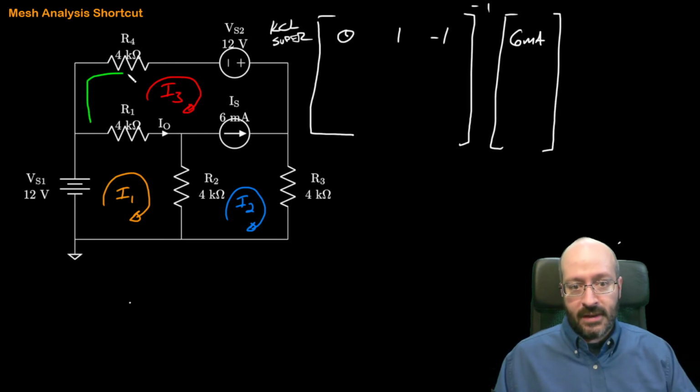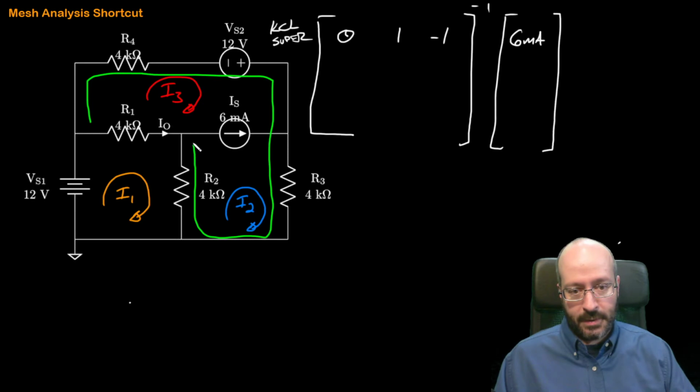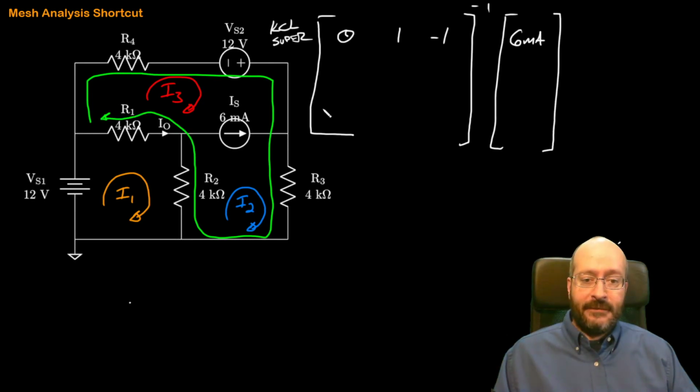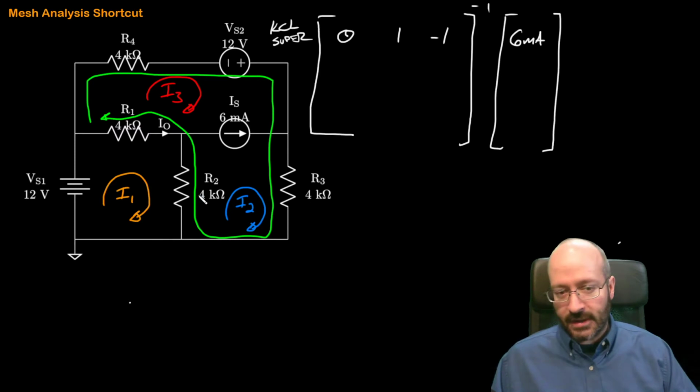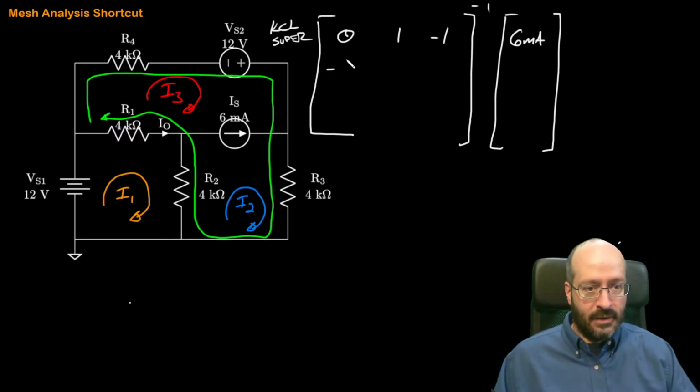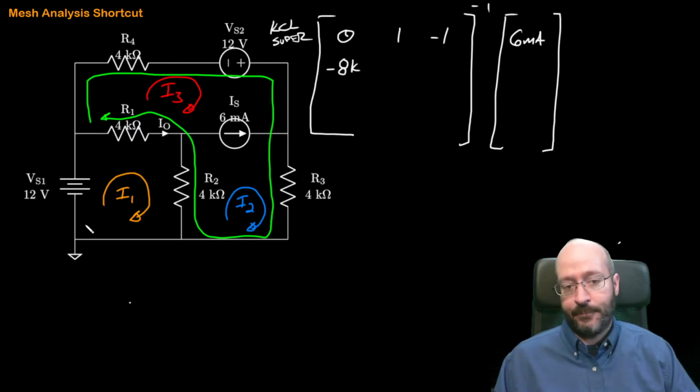Okay, writing the KVL for the super loop, I'm going to follow this path. Okay, and following that path, let's see, what does I1 touch that's on the super loop? It looks like it touches these 2 4Ks, and I1 is not part of the super loop, so I'll add those together and it'll be negative, so it'll be negative 8K.